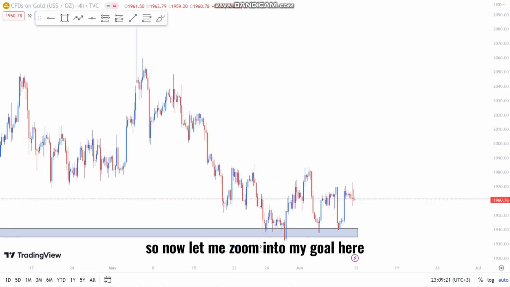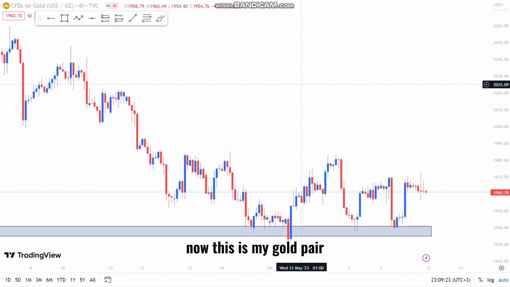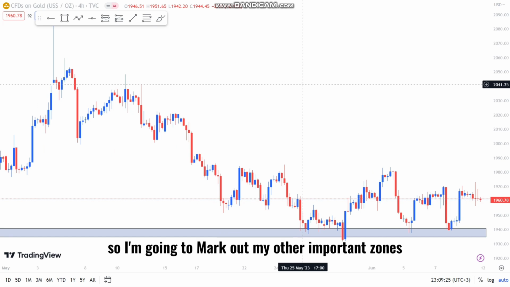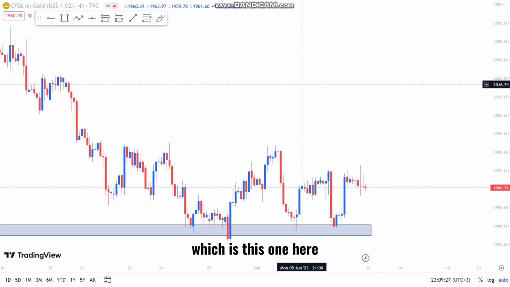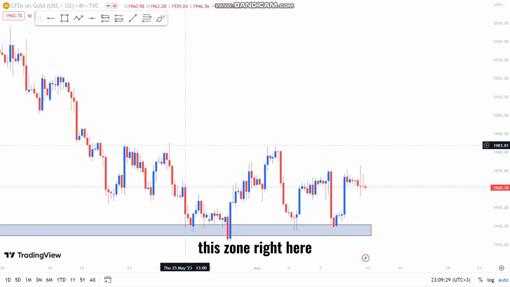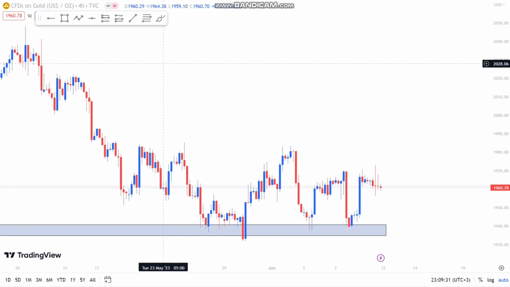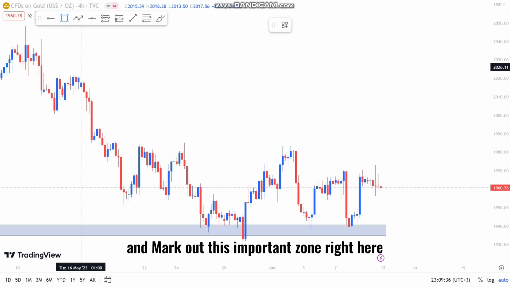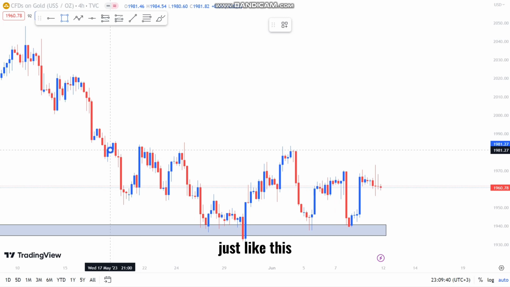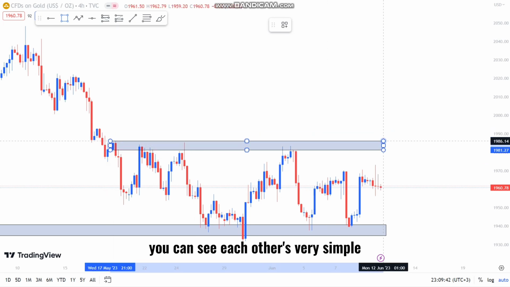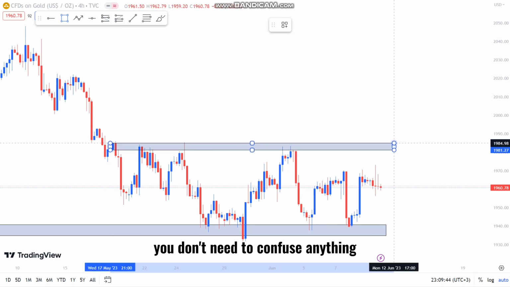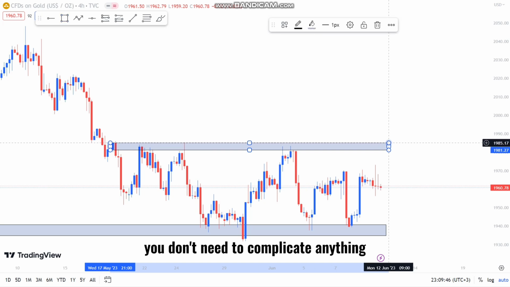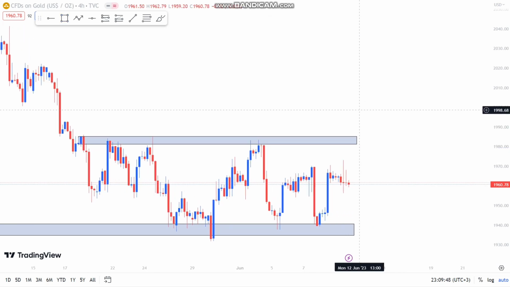So now let me zoom into my gold pair. Now this is my gold pair. So I'm going to mark out my other important zones, which is this zone right here. I'm going to use my rectangle and mark out this important zone, just like this. As you can see, traders, very simple. You don't need to confuse anything. You don't need to complicate anything.